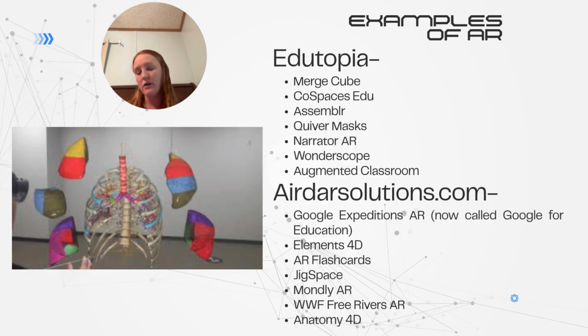Google Expeditions AR, which is now called Google for Education, overlays digital 3D objects onto the physical environment. So that's how AR works. And students can go on virtual expeditions like going to Mars, or they can even examine DNA and peel back the different elements of it. Elements 4D is specifically for chemistry, so students can understand abstract chemical symbols using 3D building blocks.